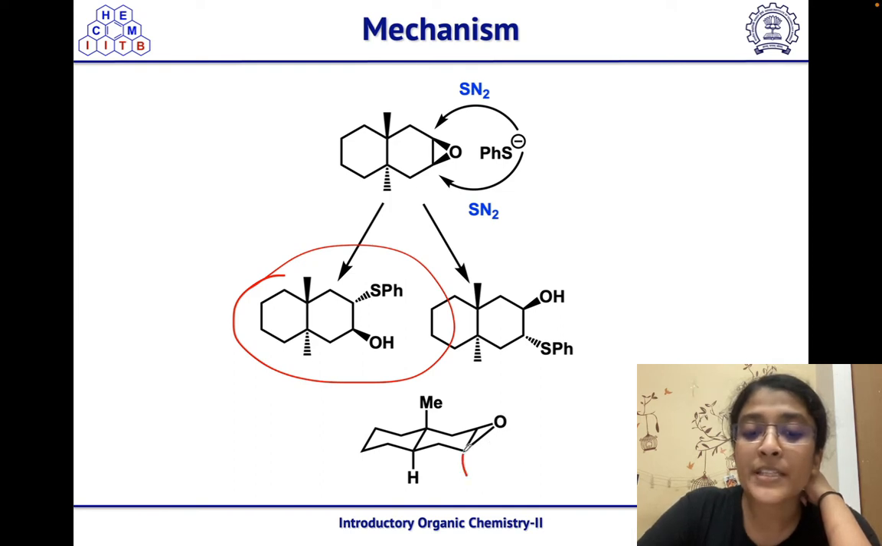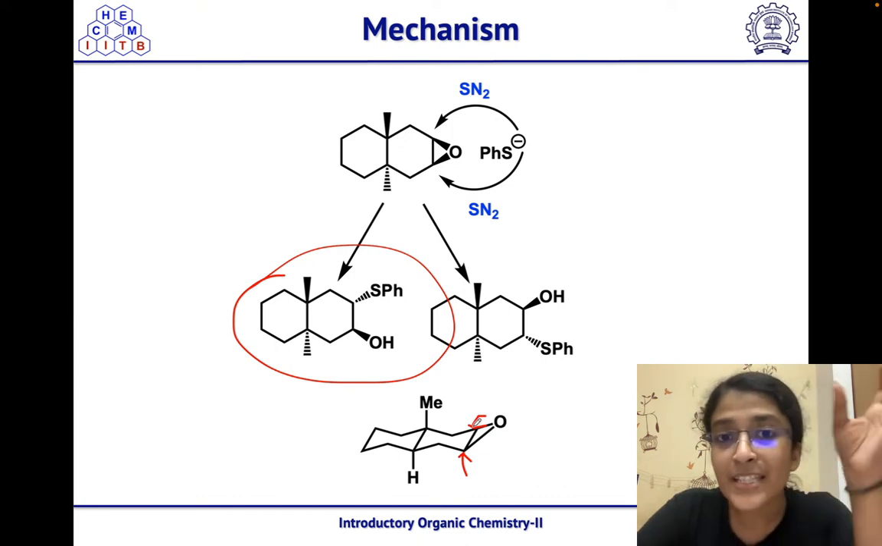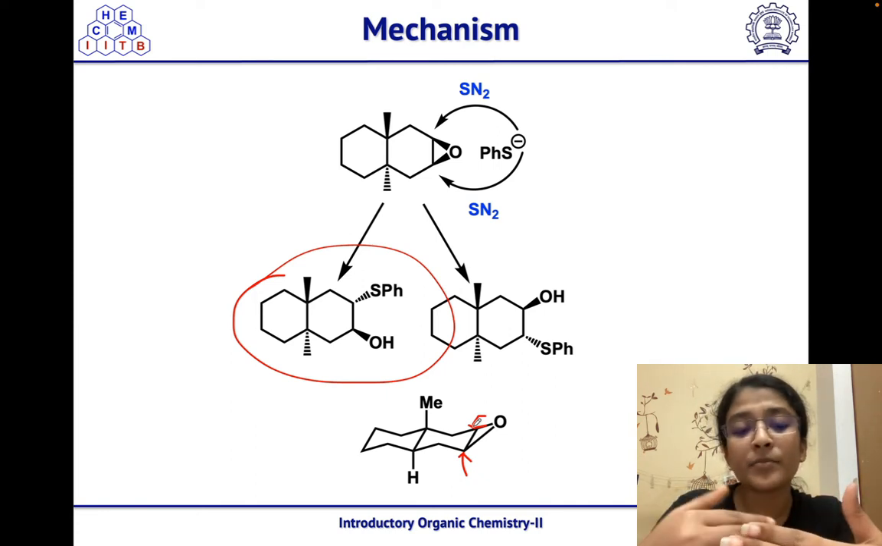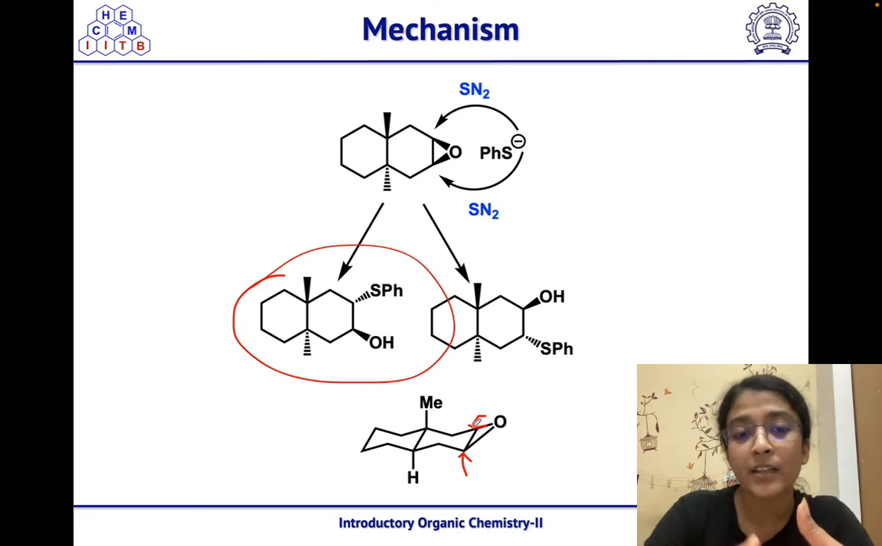So here when SPh is attacking, it will come from the axial direction, and here when SPh is attacking, it will come from the equatorial side, because here the oxygen is on the axial side and here this oxygen is on the equatorial side. So from here if SPh attacks, it will come from the axial direction, and here if SPh attacks, it will come from the equatorial direction. This SPh is a bulky group, so a bulky group should always be away from the axial side.